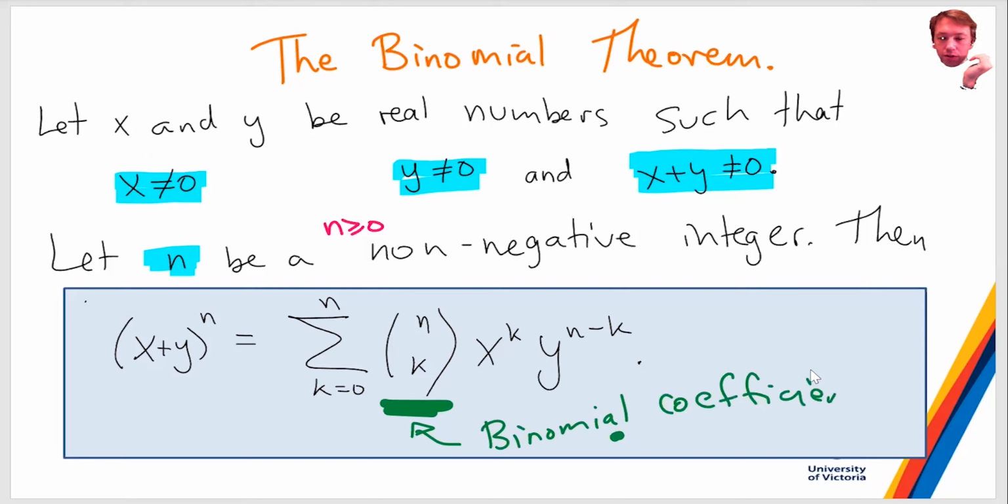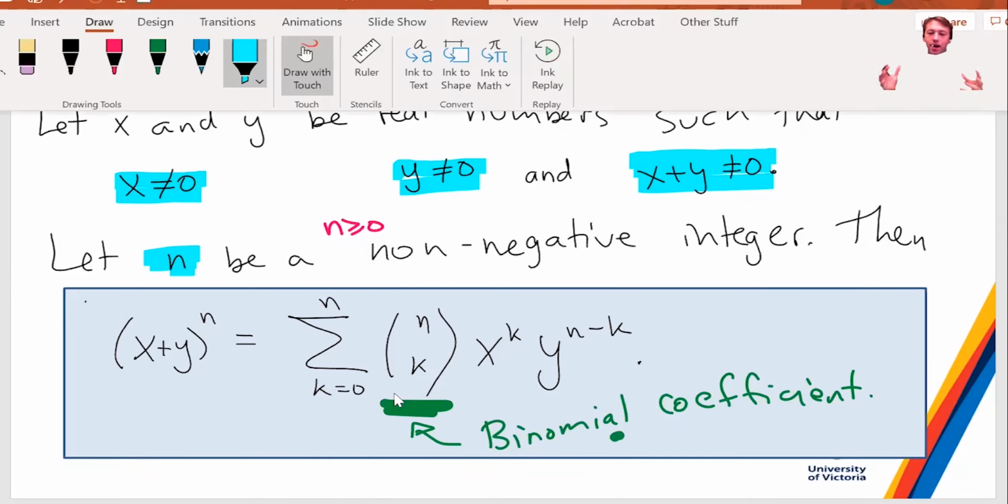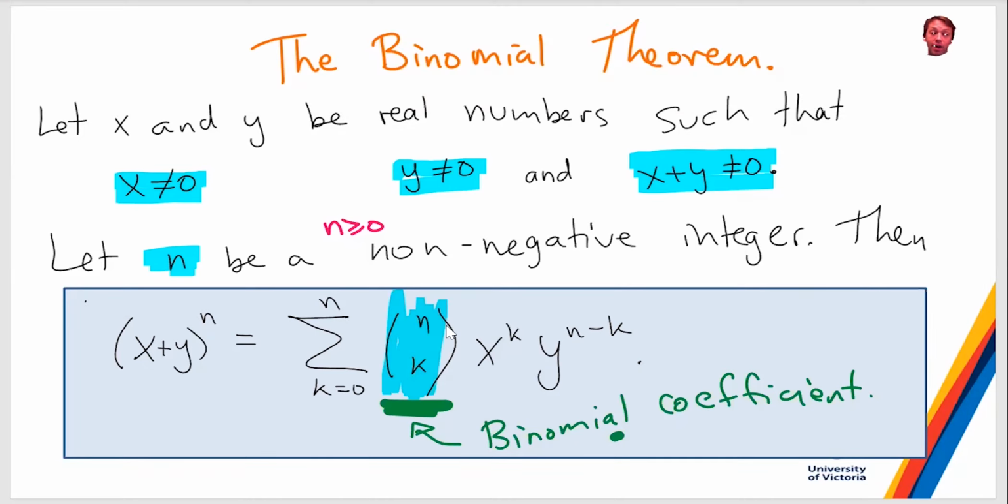Because of this theorem, we often call these numbers, n choose k, binomial coefficients, because they are the coefficients you get when you take a binomial and raise it to the power n. So if I ever say the words binomial coefficient, what I'm talking about is n choose k for some n and k. Okay, so that's just a bit of terminology that you should remember. Are there any questions about the statement of the theorem?